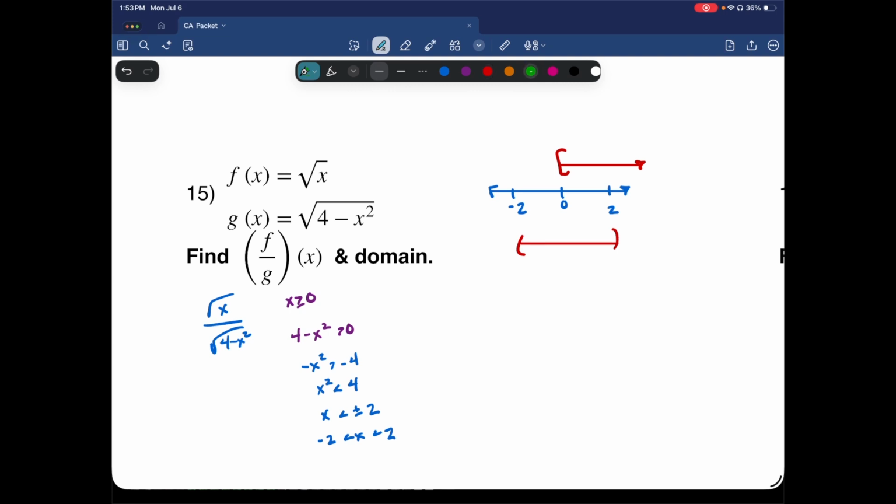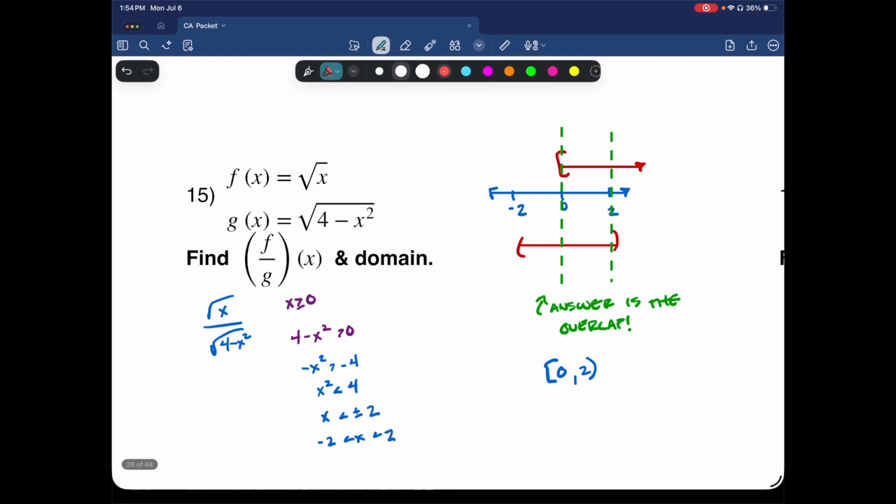Okay, so I have this and this. The overlap is my answer. Okay, so that means I got greater than or equal to 0, or 0 with a bracket, and then 2 with parentheses. And so that is my domain for this problem. And that's basically what you do. You set it up. Your function is the square root of x over the square root of 4 minus x squared, but your domain is the biggest part of this problem. And you find the domain at the top and bottom, you graph them, and then you find the overlap.